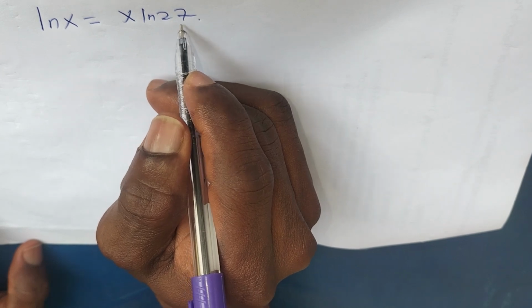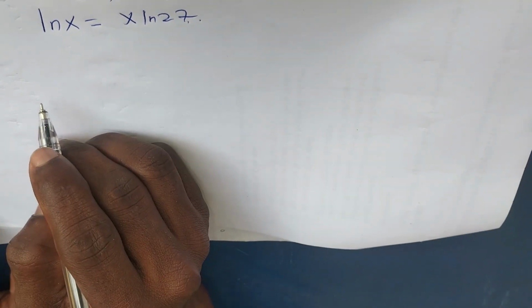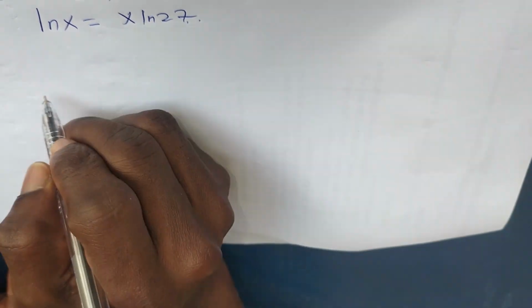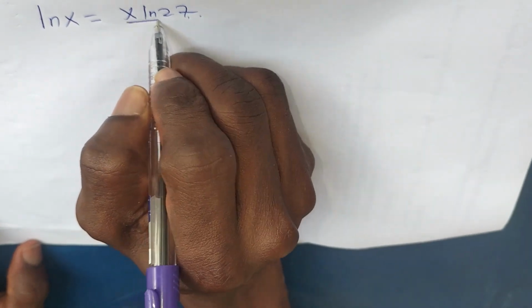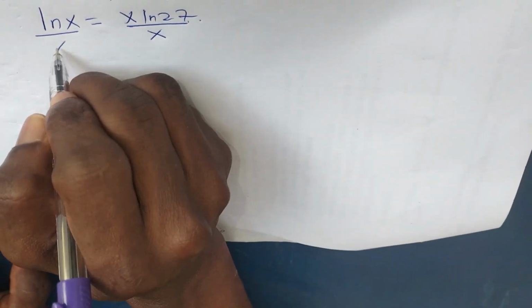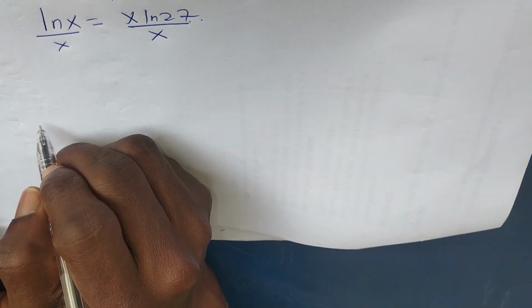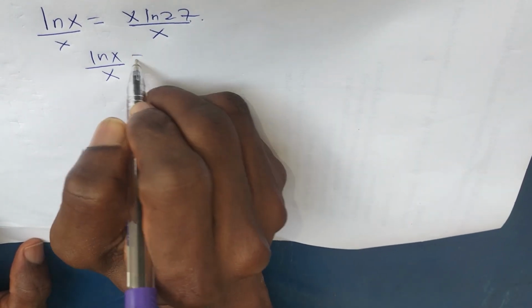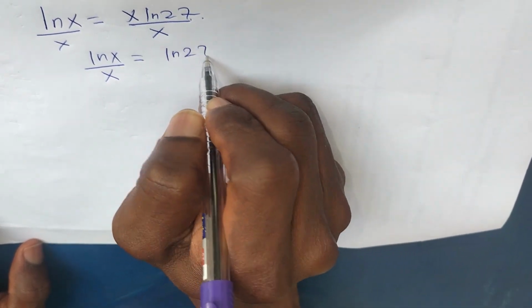Since we are not wanting this x here, what are we simply going to do again? We can divide both sides by x. So if I do that, I'm going to have ln of x over x is equal to ln of 27.